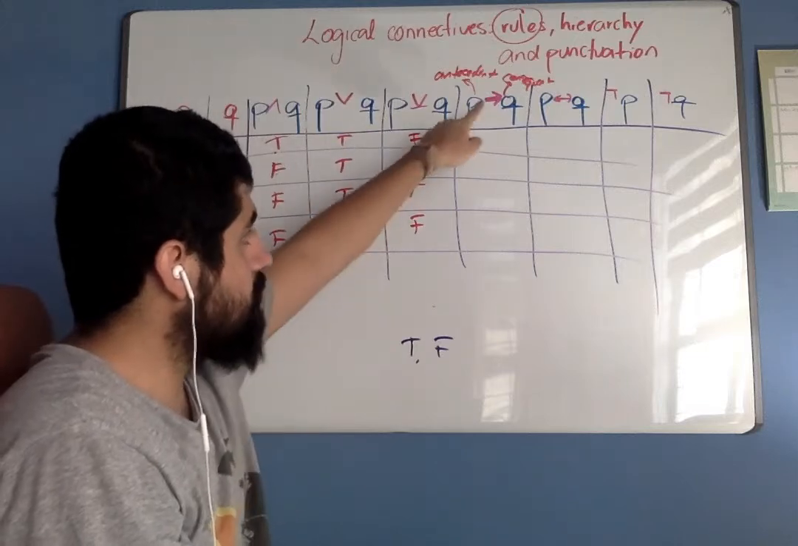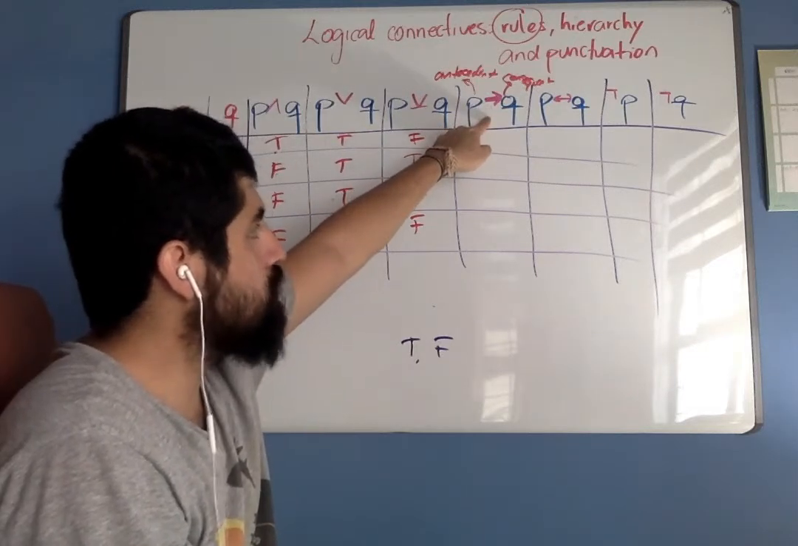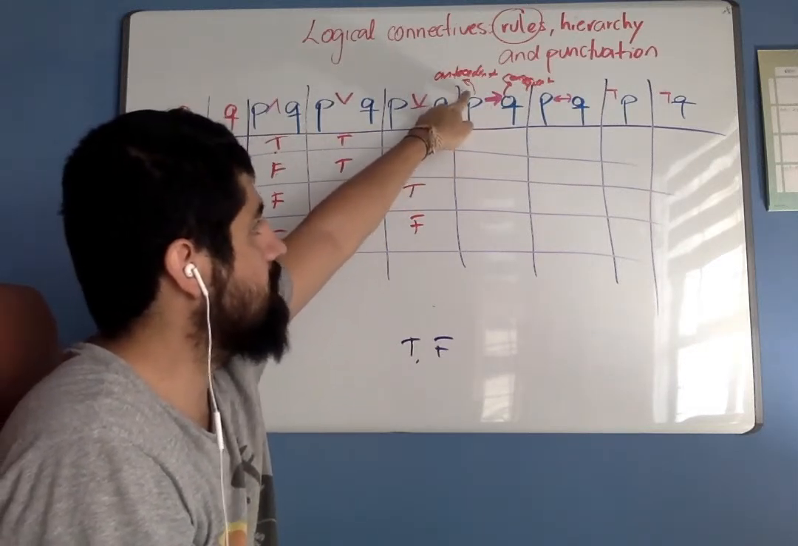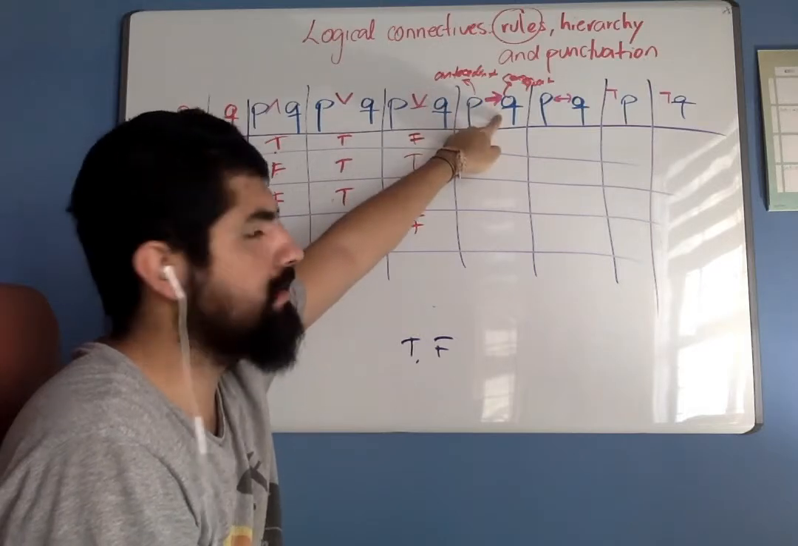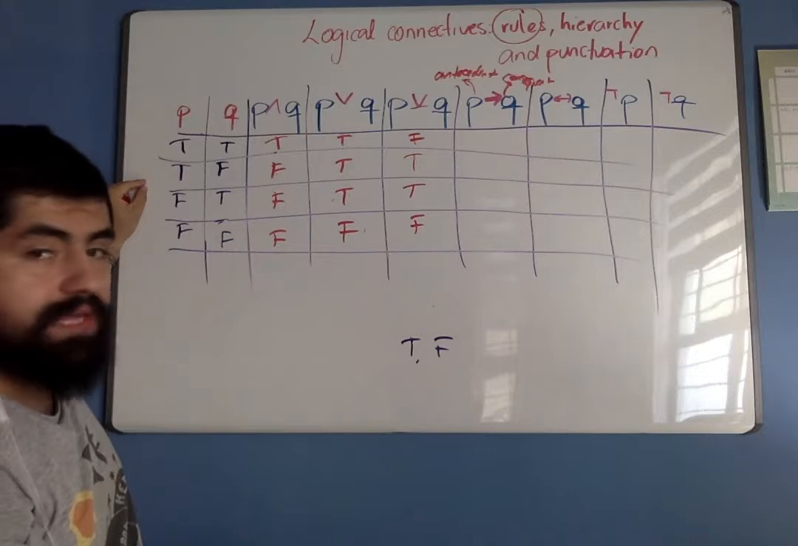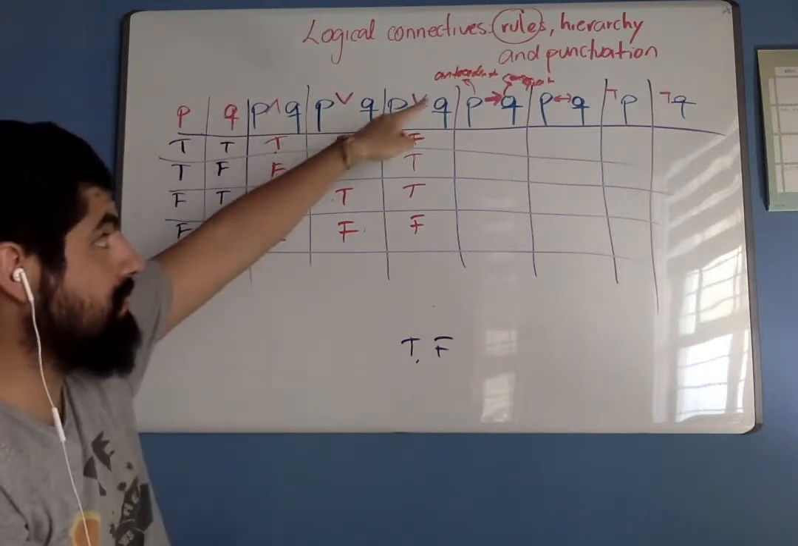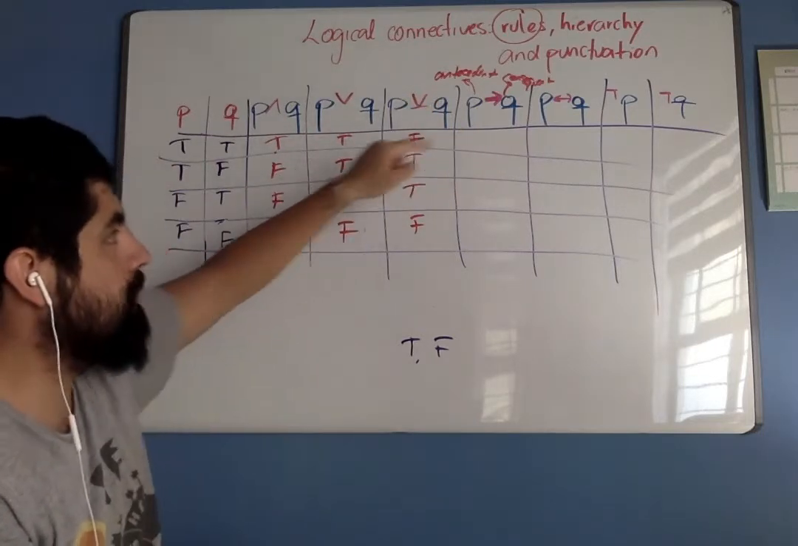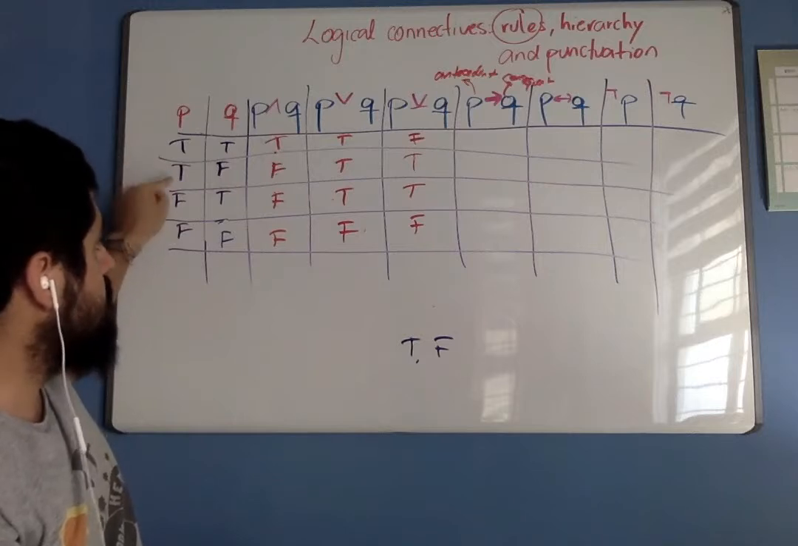So the conditional is always true except when the antecedent is true and the consequent is false. In which of these cases does that happen? That the antecedent is true and the consequent is false, as you can see in the second one.